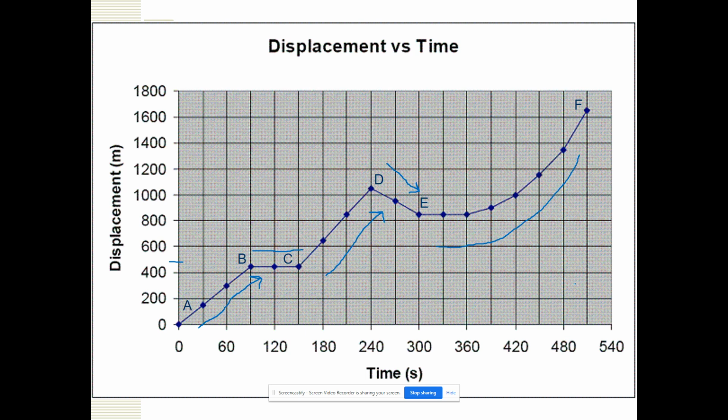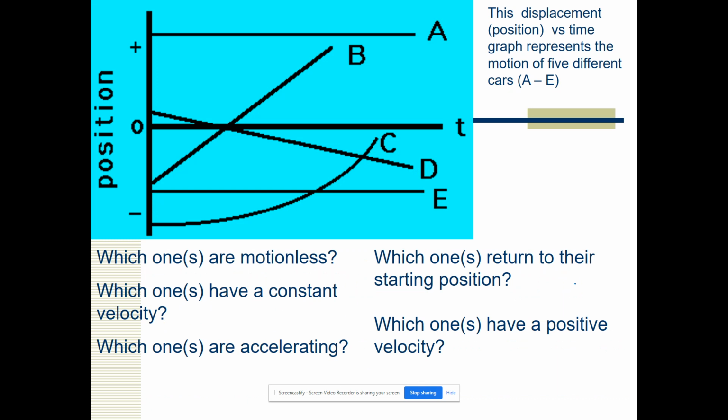Let's see if you guys can figure out some of these. I've got some questions for you. Take a look at this position versus time graph. Now we have positive and negative directions on there. We have 5 different cars that we're plotting out, A, B, C, D, and E. The T is for the time. Okay. On this position versus time graph, can you answer these questions? Let's do it one by one. Which ones are motionless?